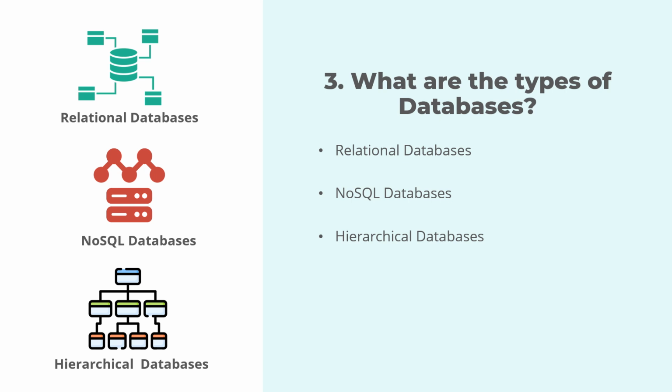Number 3. Hierarchical databases. These organize data in a strict parent-child structure like a tree. They are less common today and wouldn't fit well with the kind of flexible data we need for Vegan Gardens.